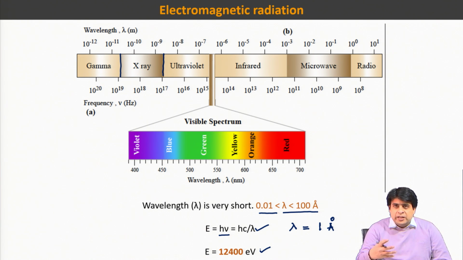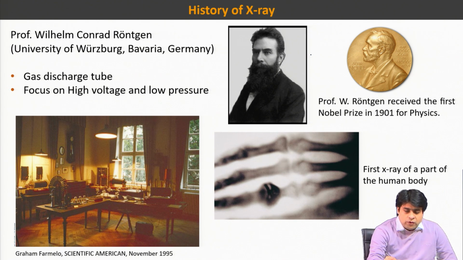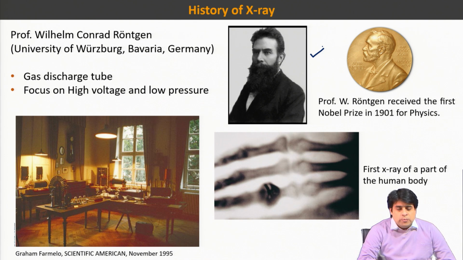Because of that they produce a certain kind of characteristic peak and photon, which is very characteristic for the material. To understand this, we first quickly go through the history of X-ray. X-ray was discovered by Professor Wilhelm C. Röntgen. This is a picture of Professor Röntgen. He was a professor at the University of Würzburg, which is situated in Bavaria in Germany.